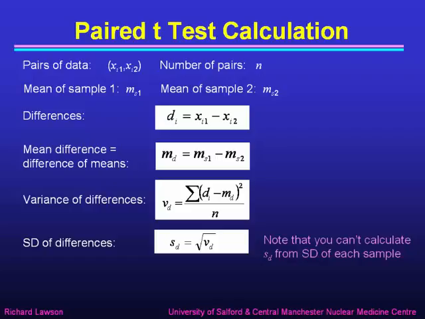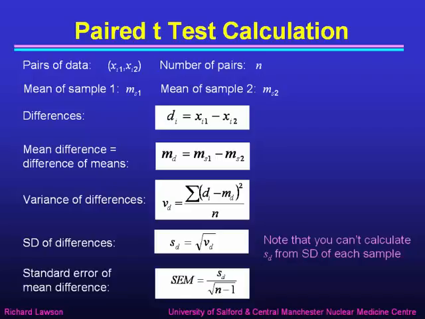Then the standard deviation of those differences is determined just by taking the square root of that variance. Now you might believe that you can calculate the standard deviation of the differences from the standard deviation of each sample, but in fact you can't. You have to calculate all the differences and then take the standard deviation in this way.